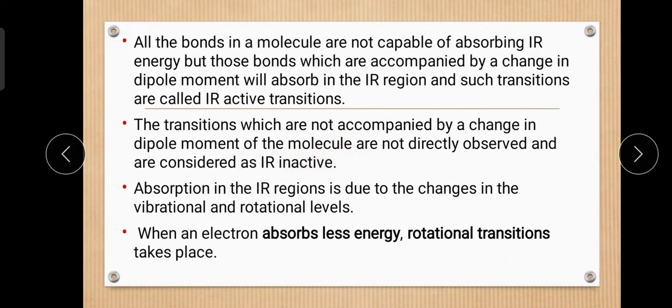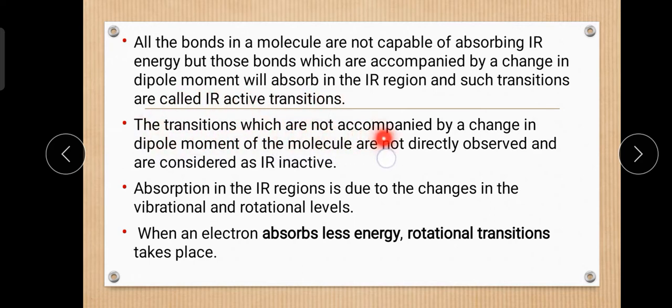So for an IR active transition, the condition is that not all the bonds in a particular molecule are capable of absorbing the IR energy, but only those bonds which are accompanied by a change in dipole moment. That means the bonds are able to absorb the IR radiation only when there is a change in the dipole moment, and then the energy gets absorbed, and these transitions are called IR active transitions.